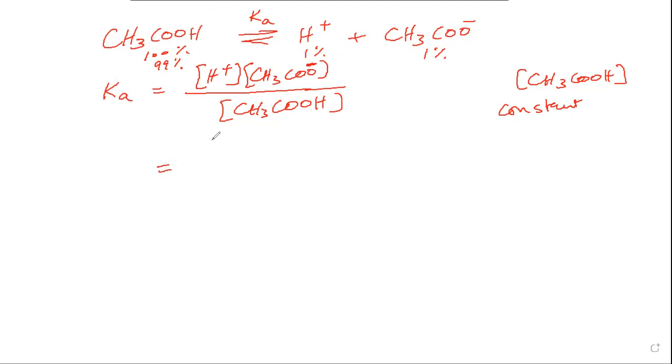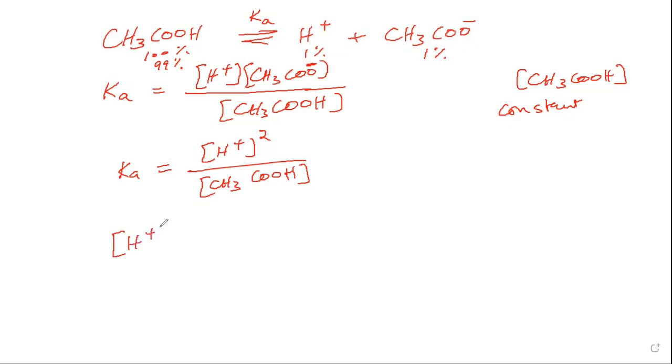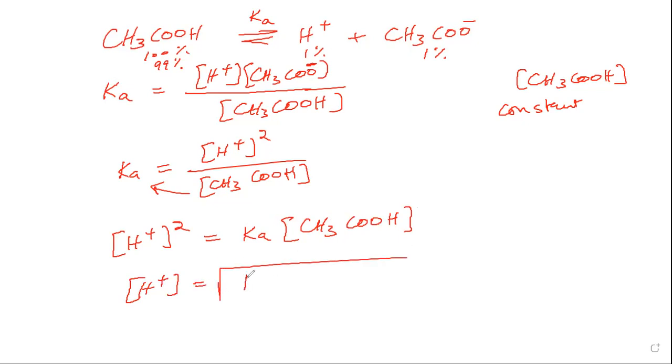So we can remove the ethanoate ion and write H positive squared divided by the concentration of ethanoic acid equals Ka. And this means we want to calculate the pH of the weak acid. So we are going to put the hydrogen ion on one side, and multiply Ka by the concentration of ethanoic acid. Okay, so the hydrogen ion concentration equals the square root of Ka times the concentration of the ethanoic acid.